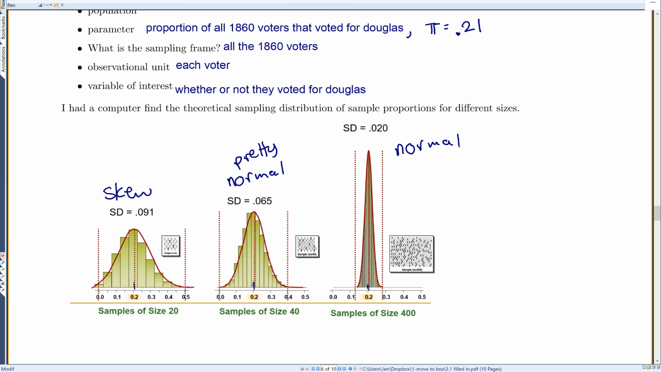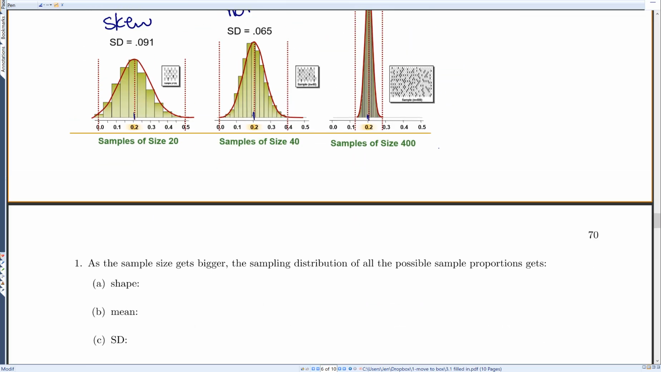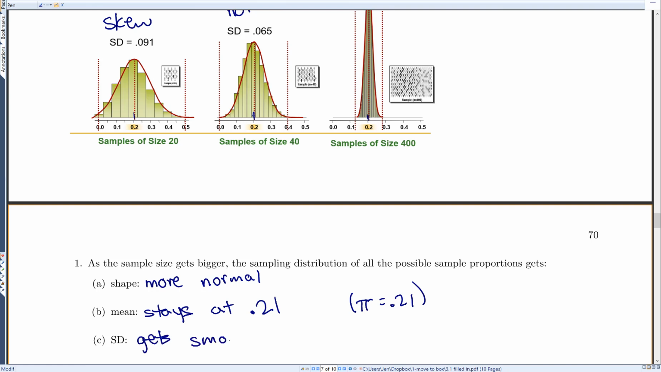So let's write these notes down on the next page. As the sample size gets bigger, the sampling distribution of all the possible proportions gets, well, my shape gets more normal as my sample size gets bigger. My mean stays at 0.21. And remember, that's important because my population proportion was 0.21. And my standard deviation got smaller. So bigger sample sizes have a smaller standard deviation of the possible sample proportions.